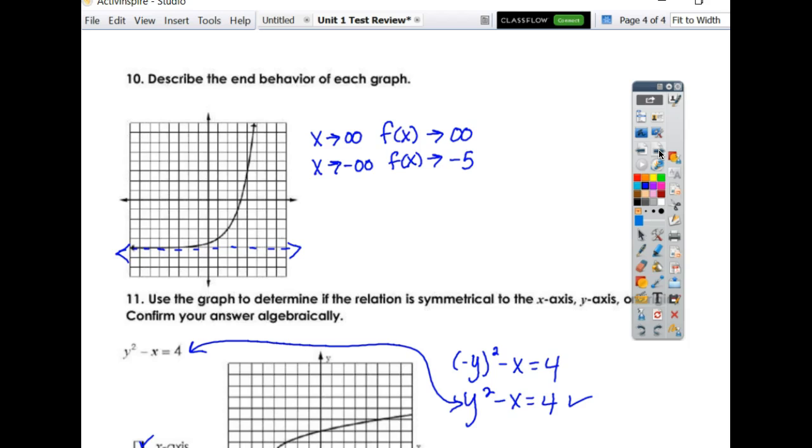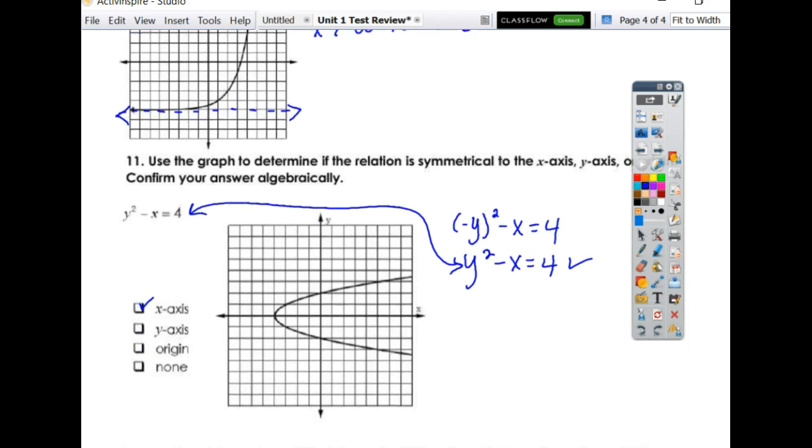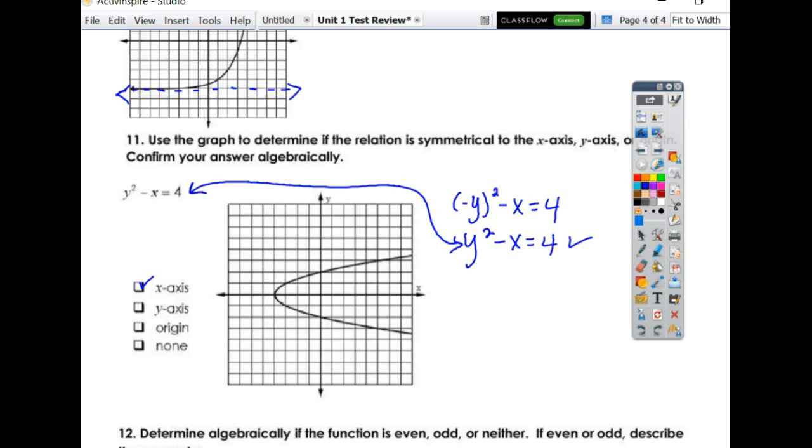So how do I decide if something is symmetric to the x, y, or origin? What do I test for the x-axis? You change the -y. If I want to test the y, -x. What about the origin? Both. And when you put the -x or the -y or both, you have to end up with the original function. And in this one, it looks to me like this is around the x-axis, which means I'm testing -y. And when I put -y in here, I get y squared minus x equals 4. That matches, so it's symmetric around the x-axis.